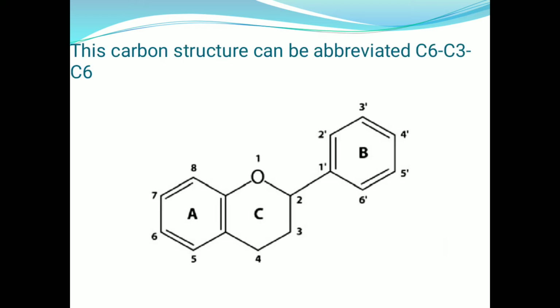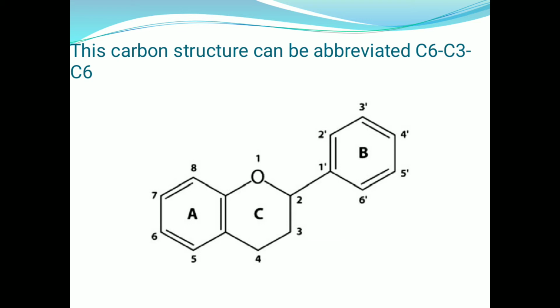In this structure, ring A has 6 carbon atoms, so ring A is indicated by C6. Ring B also contains 6 carbon atoms, so ring B is also indicated by C6. Ring C has only 3 carbon atoms, so ring C is indicated by C3. This carbon structure can be abbreviated C6, C3 and C6.